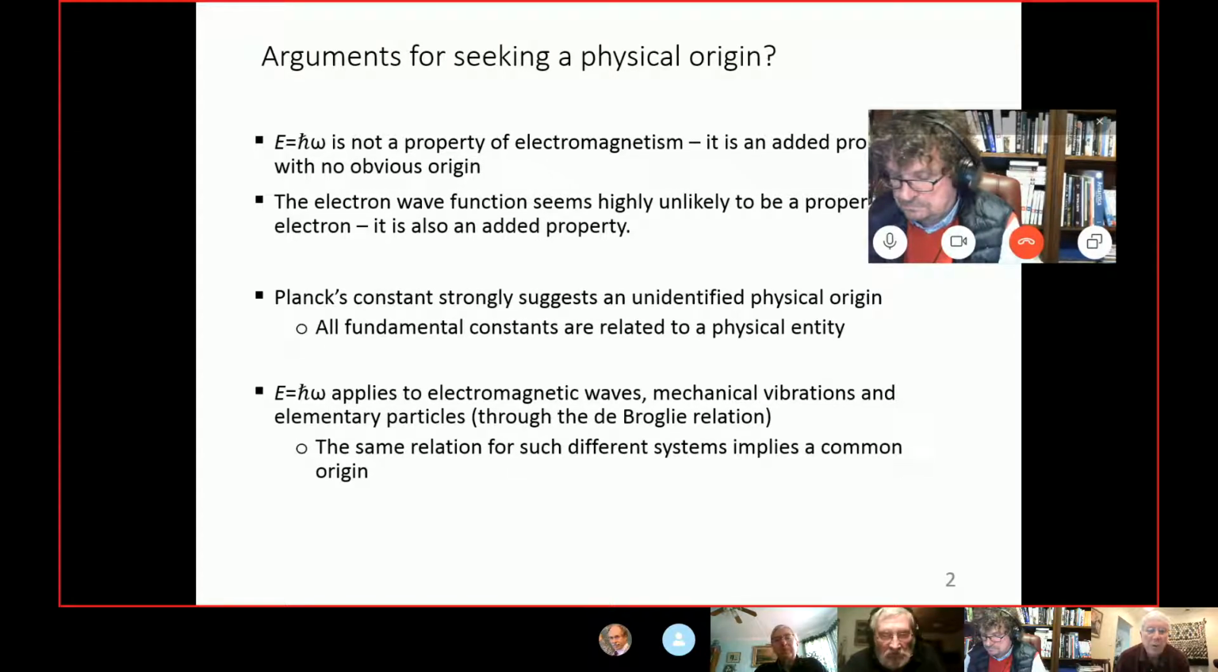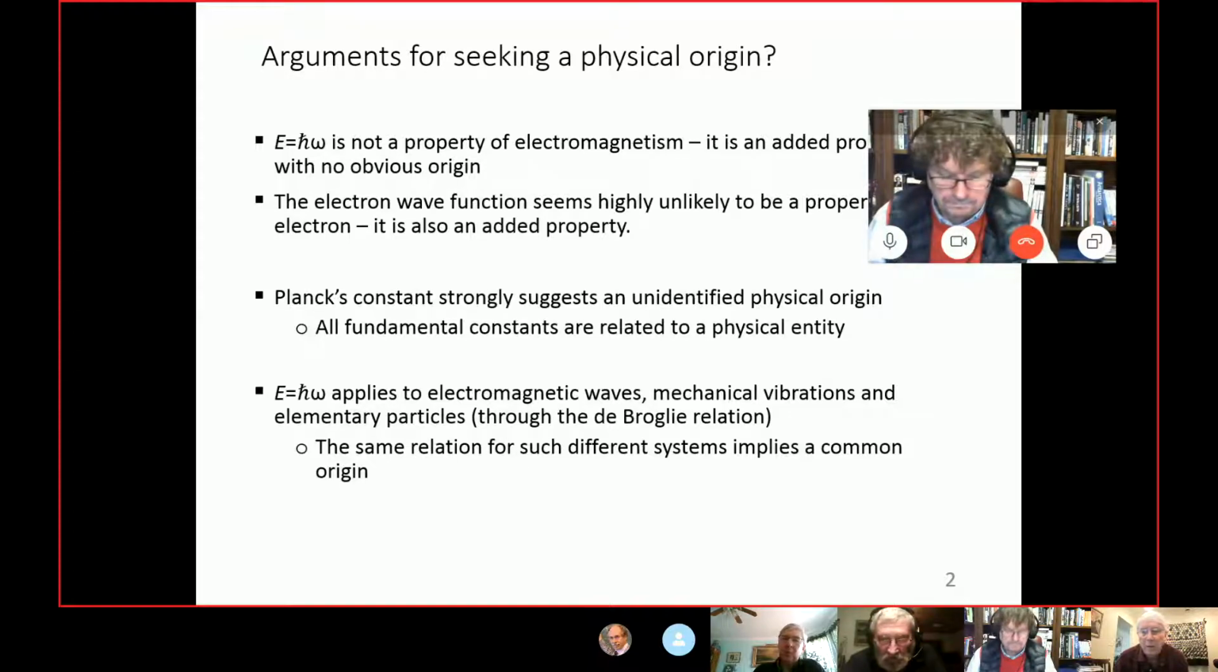applies to electromagnetic waves. It also applies to phonons, which are mechanical vibrations of a cluster of atoms, and through the de Broglie relation, it applies to elementary particles. So you have the same law applying to completely different physical objects. And so it just leads to the notion that there is something underlying all of these things, some common origin that provides these properties.